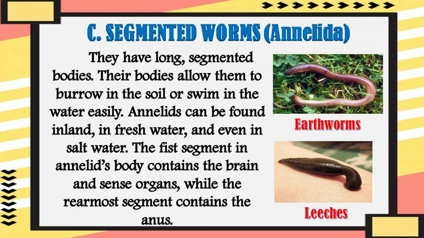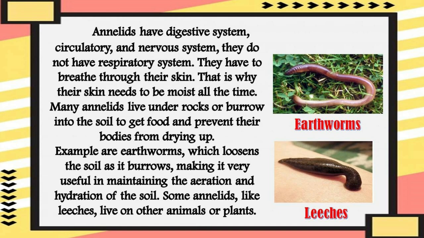Segmented worms or annelida. They have long, segmented bodies. Their bodies allow them to burrow in the soil or swim in the water easily. Annelids can be found on land, in fresh water, and even in salt water. The first segment in an annelid's body contains the brain and sense organs, while the rearmost segment contains the anus. Annelids have a digestive system, circulatory system, and nervous system. They do not have a respiratory system. They have to breathe through their skin. That is why their skin needs to be moist all the time.